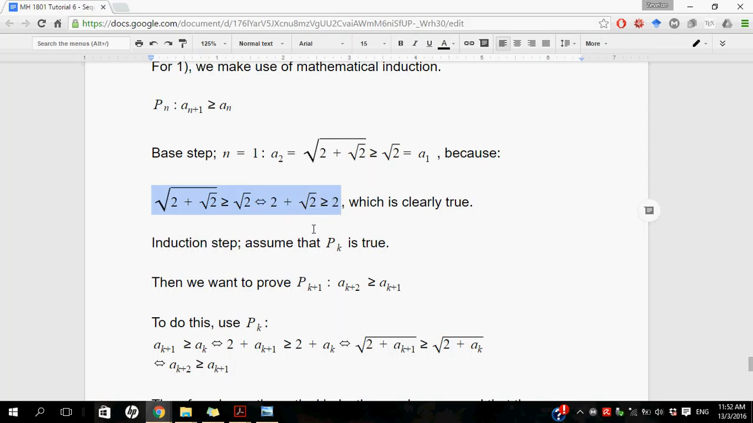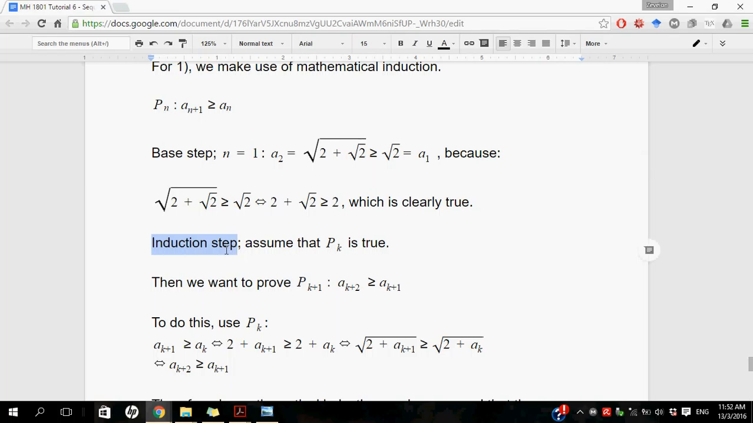But that is certainly true. If you add square root of 2 to 2, it's definitely greater than or equal to 2. So it is true, and that settles the base step for us. We have shown that when n equals 1, the statement is true. P1 when n equals 1 is true. Then we move on to our induction step.